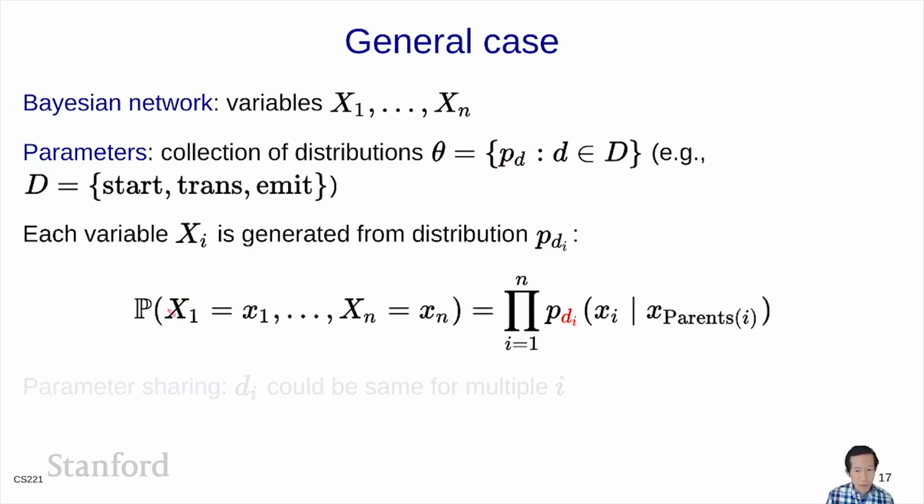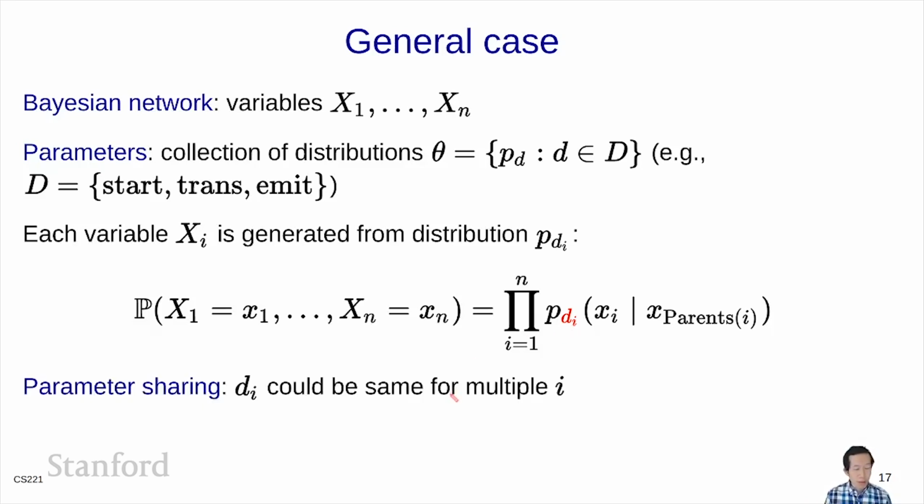You can think about this more formally as just the equation defining what a Bayesian network is for the joint distribution. It's a product of the local conditional distributions, but now I'm being very explicit that every variable i has a particular distribution that is powering that variable. So the idea of parameter sharing is that Di is just the same for multiple i's.